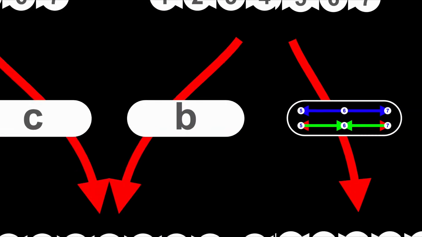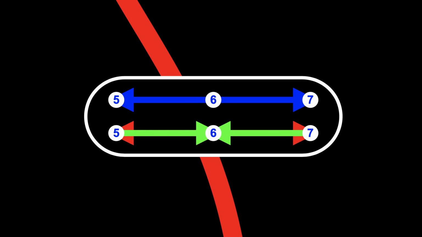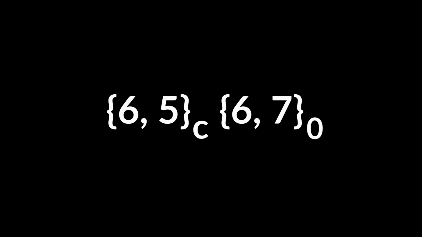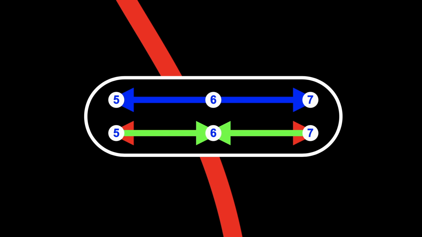Okay, the last of the four events flips the edges pointing outwards from node 6. Specifically, it matches edges 6, 5c and 6, 7, 0. This is the first time we've seen an event that flips the edges either side of node 6. It's another new event. Let's label it event E.